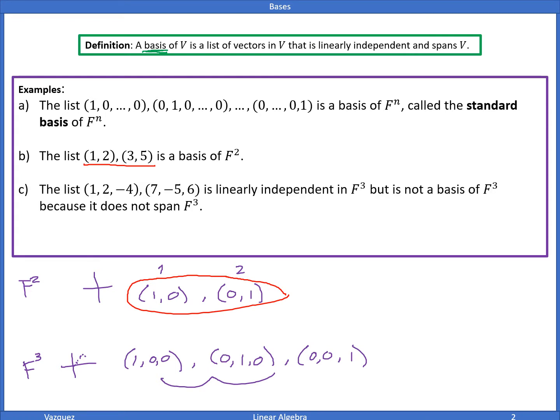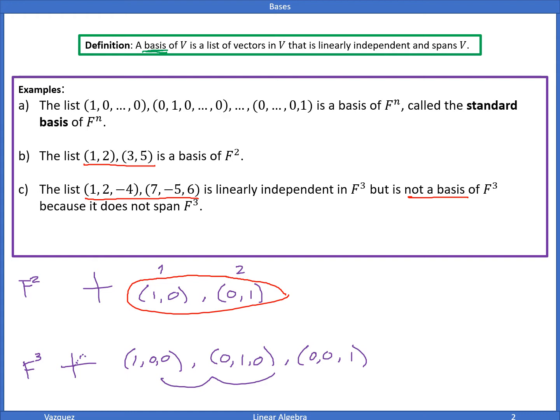Another example would be the list (1, 2, -4), (7, -5, 6). Though that is linearly independent in F^3, oh, but this is not a basis. I was getting confused there. Because this is only a list of two, and we're going to go over a theorem that tells us that the dimension should equal the number of vectors in our basis. But this isn't a basis of F^3 because it doesn't span F^3.